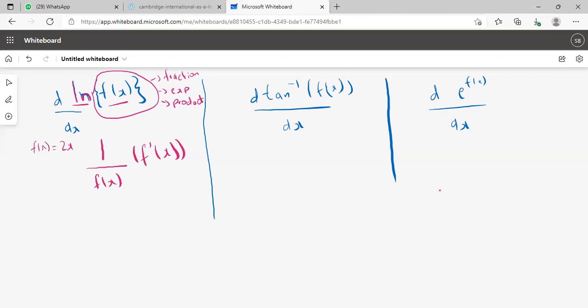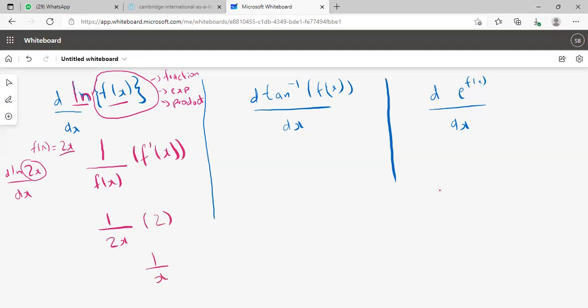So the question would be ln 2x, and you would have been asked to differentiate this. So 1 over 2x, because 2x is the function that is written right after ln. And now you have to find the derivative of f of x, that is 2x, because this 2x is written after ln. The derivative is 2, and the answer would be 1 by x.